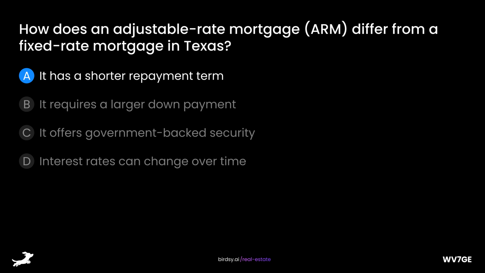Is it A, it has a shorter repayment term, B, it requires a larger down payment, C, it offers government-backed security, or D, interest rates can change over time? The answer is D, interest rates can change over time.